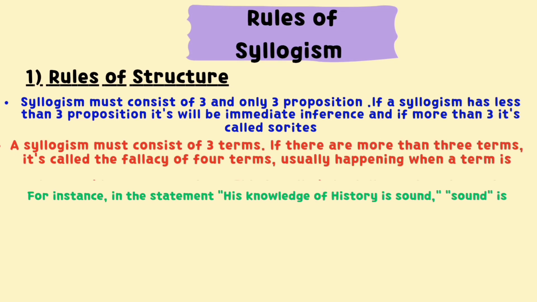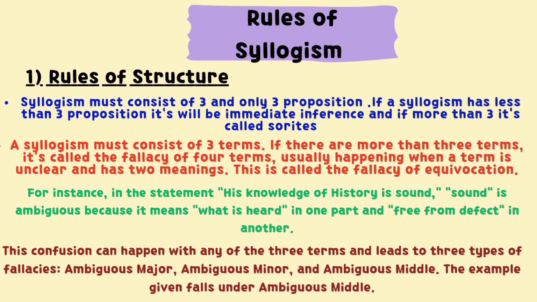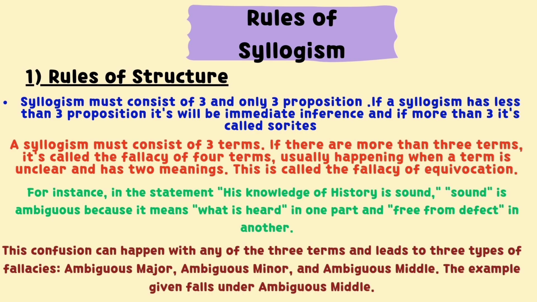Now let's see the rules of syllogism. First, rules of structure. Syllogism must consist of three and only three propositions. If a syllogism has less than three propositions, it will be an immediate inference, and if more than three, it's called sorites. A syllogism must consist of three terms. If there are more than three terms, it's called the fallacy of four terms, usually happening when a term is unclear and has two meanings.